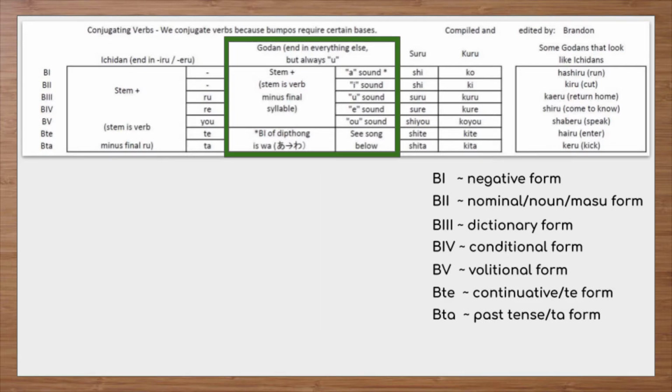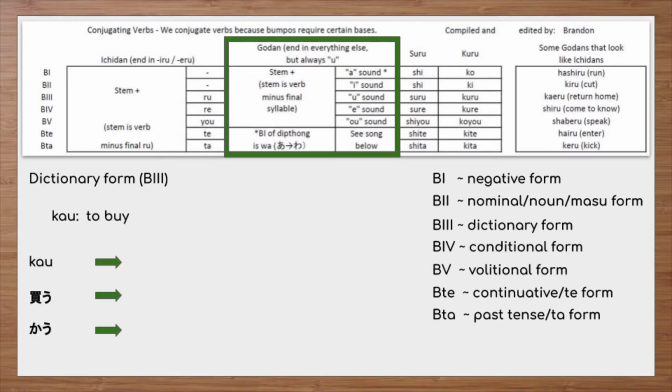Let's look at the verb "to buy." Kau, to buy. Kau minus the final syllable, just the u. And so our stem is ka. Since the final syllable was just a vowel, no consonant, it would be weird and difficult, honestly, to pair 2 ah sounds together. Therefore, the ah sound for base 1 for verbs that end in just u is wa. So base 1 is kawa.